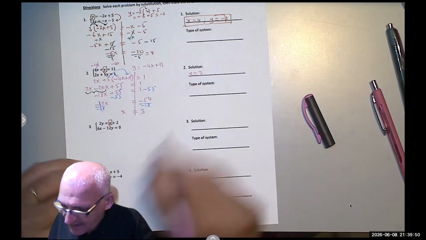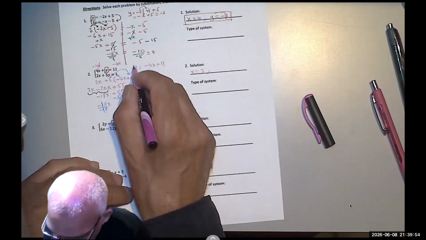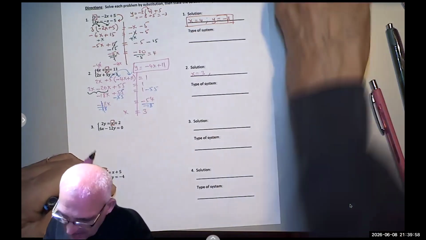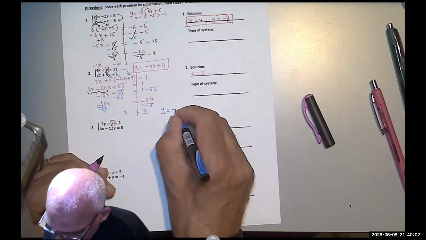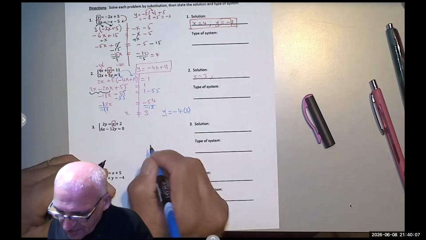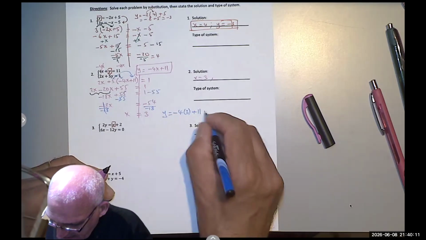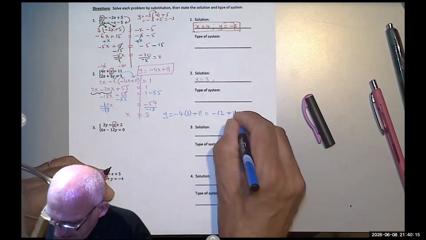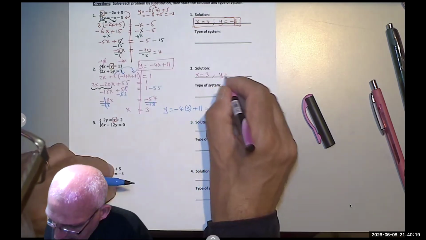Like we did last time, this is not the end of the story. I use this to substitute. So I'm going to go back to the same equation and say y equals -4 times x. No, x is 3, so -4 times 3 plus 11. Negative times positive is negative. 4 times 3 is 12 plus 11 equals -1. So y equals -1.